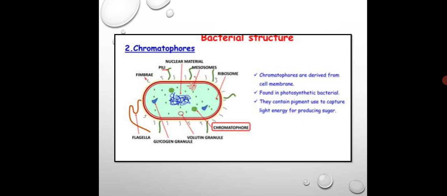So in bacteria, chromatophores are the site of photosynthesis, and in eukaryotes, the chloroplast, in that the thylakoid membrane, is the site of photosynthesis. And in cyanobacteria, carboxysomes or lamellosomes are present, which are the site of photosynthesis. So we are seeing the photosynthetic apparatus. Photosynthetic apparatus means what? It is the apparatus or the centers in which the process of photosynthesis is carried out.